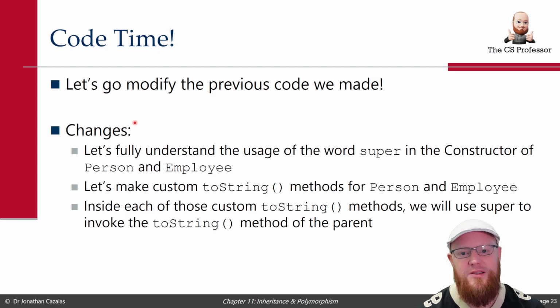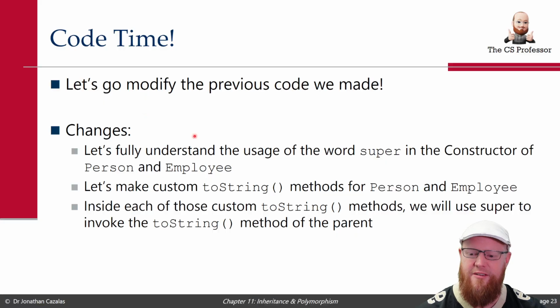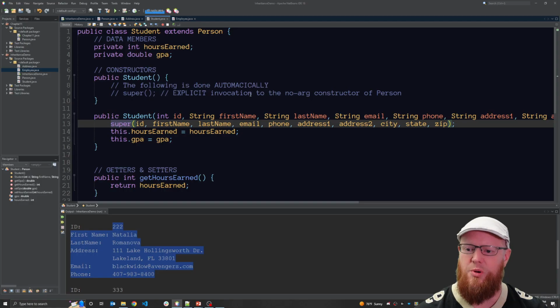So I say, now let's go code up. We already have all this coded. We've explained it. I'm at 25 minutes. What we want to do is just look at these 3 bullet points here. Bullet point 1, first understand the usage of the word super in the constructor of person and employee. Let's understand that usage of the word super perfectly.